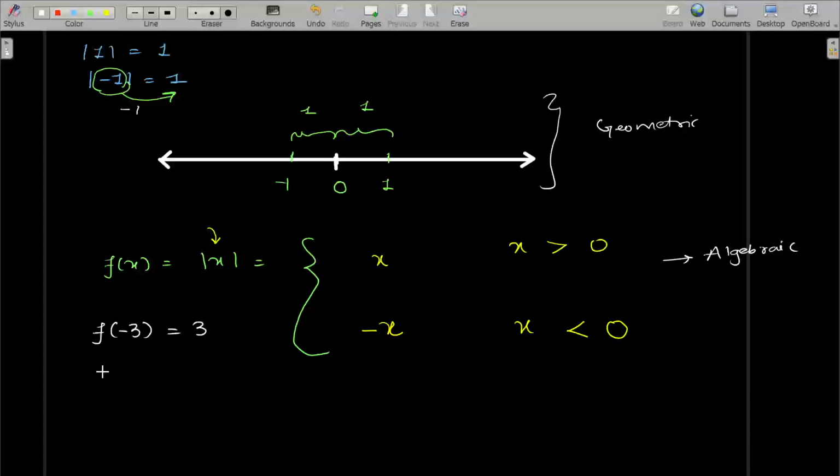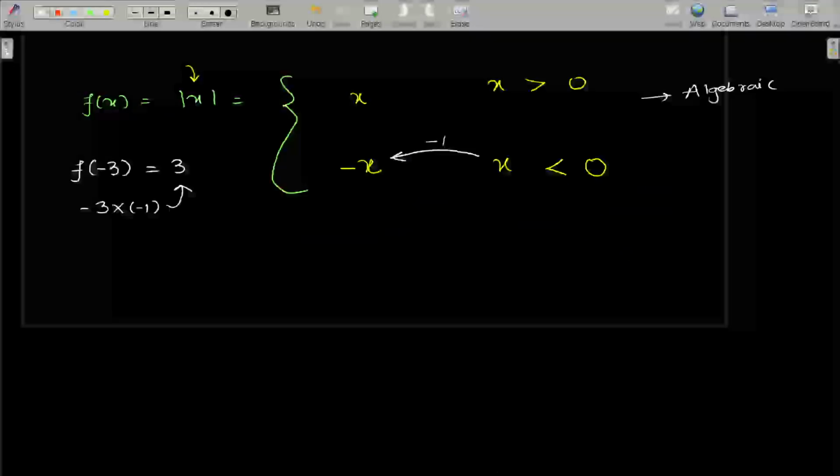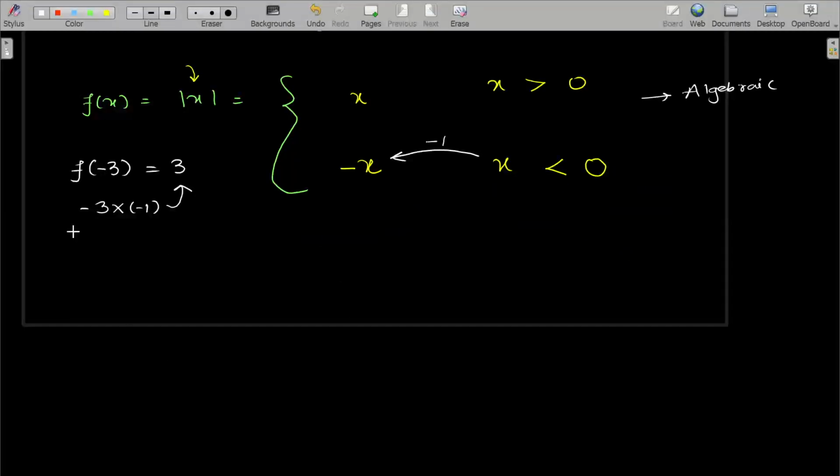So what is happening? This -3 is getting multiplied by -1. That's how it is becoming +3. So whenever we have a negative x, we need to multiply it by -1. So we multiply this by -1 and we get negative x. So negative of negative will become positive. Okay. So now since this is clear, now we will try to draw the graph of absolute value functions.